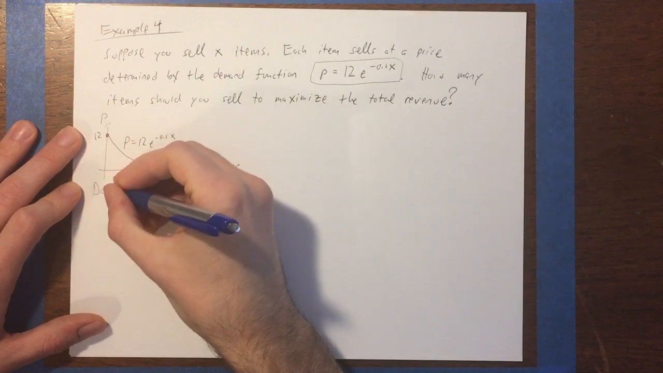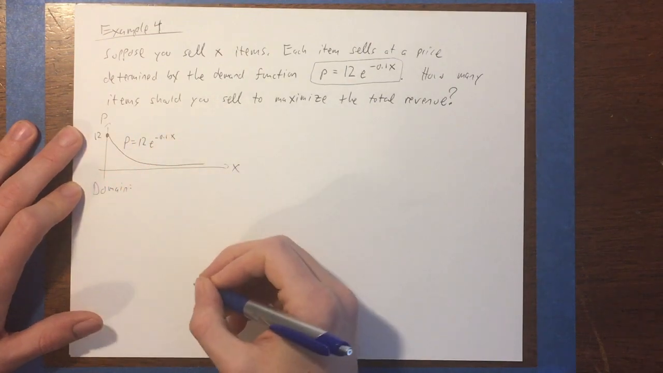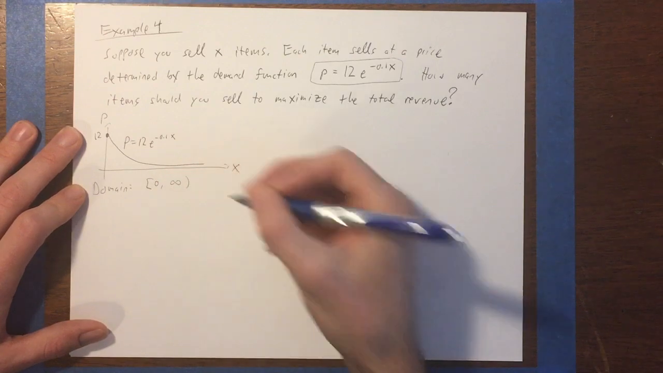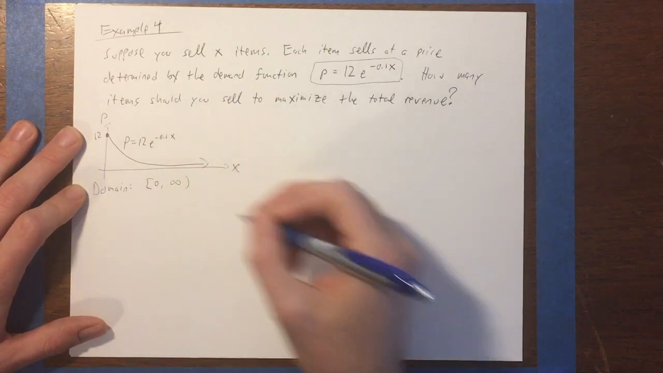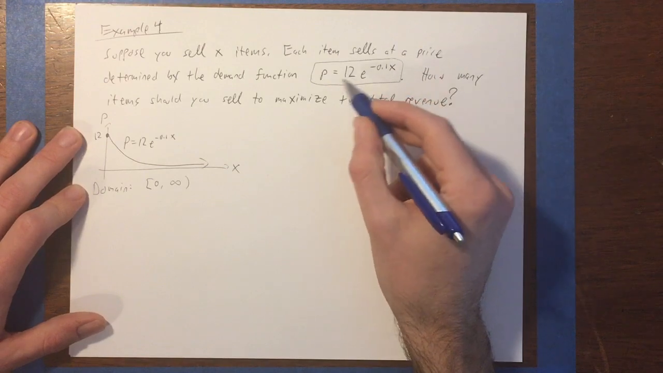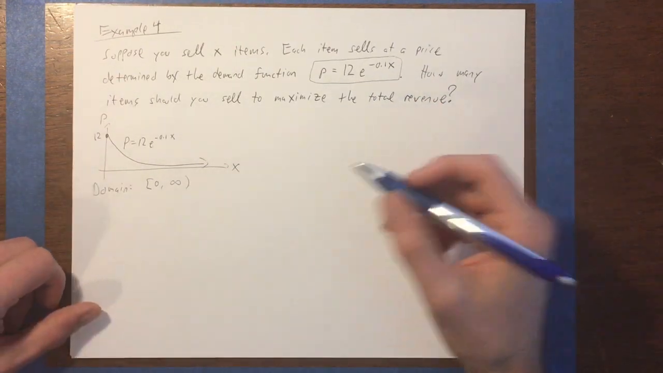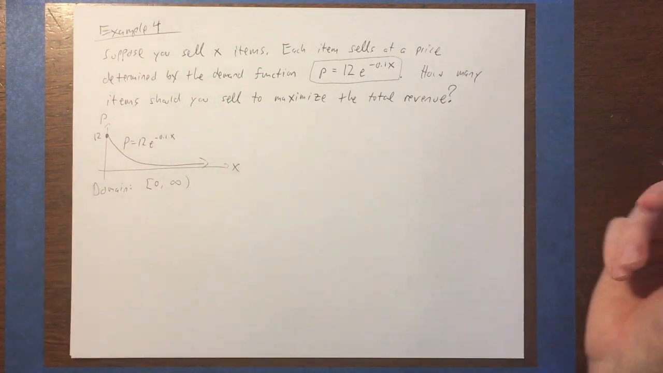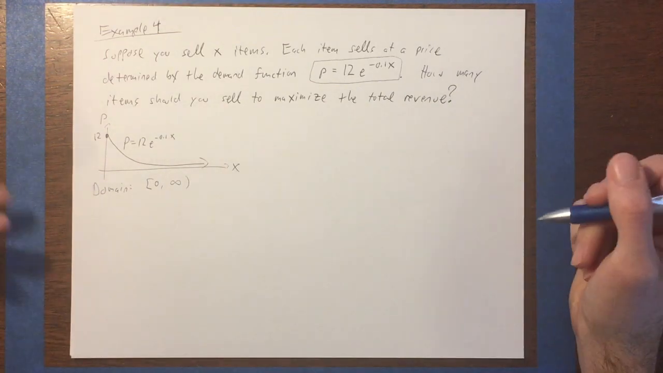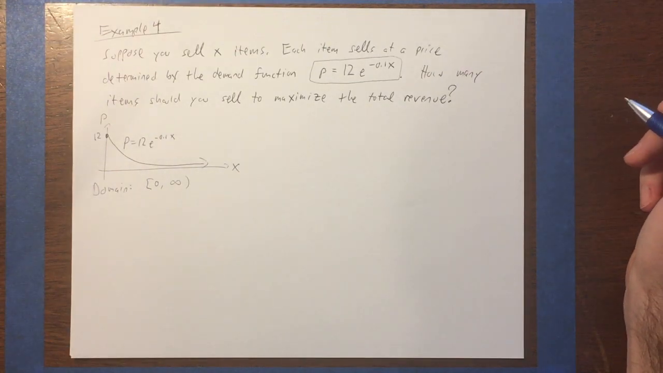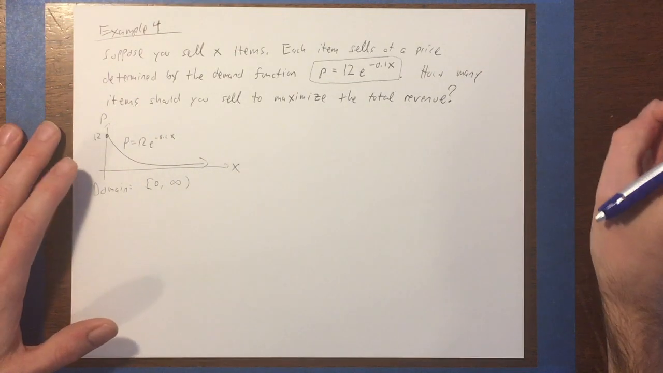So the domain for this, we're going to set up right away, is anything from 0 items to as many items as you want. Having an exponentially decaying demand function allows you to consider, well, what if we want to sell thousands of these items? We just have to make the price really small, and then everybody's going to want it, right? So that's not necessarily a safe assumption, but that's the way we're going to do it in this problem.